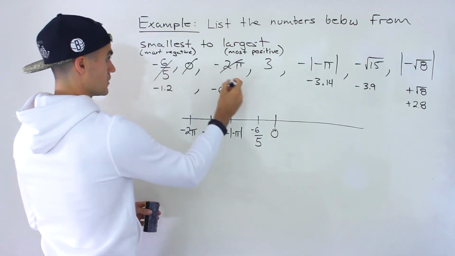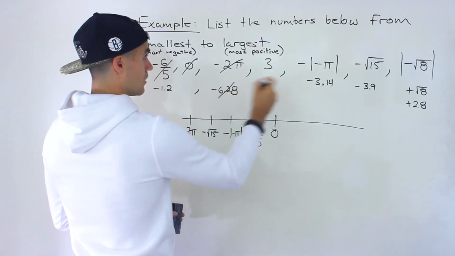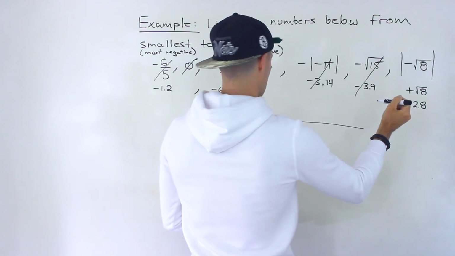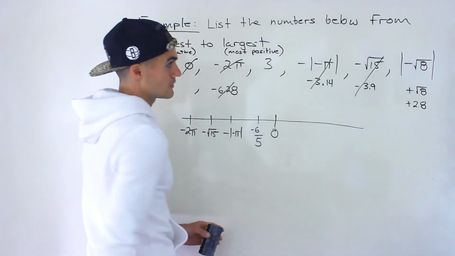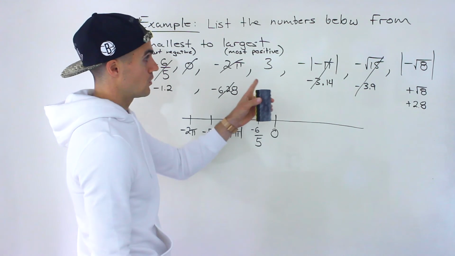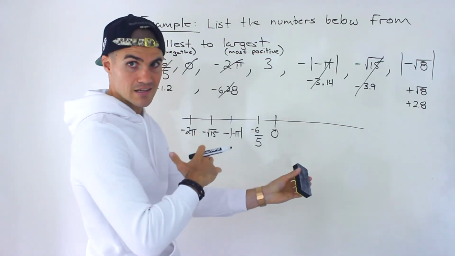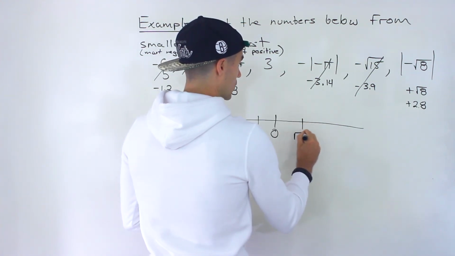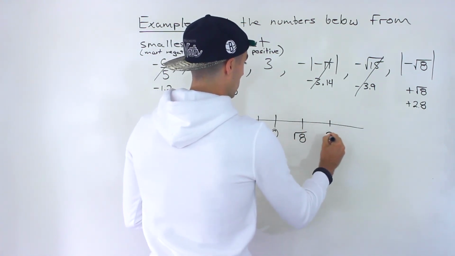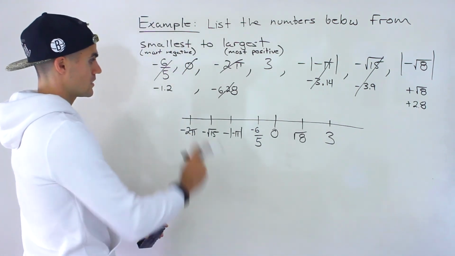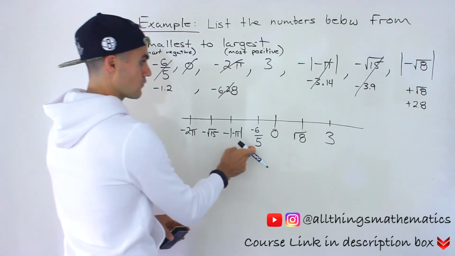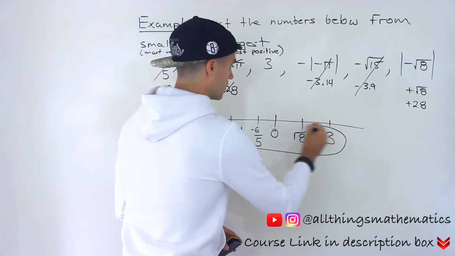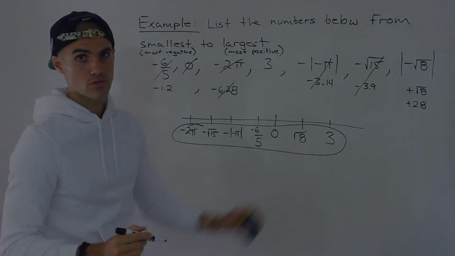So let's cross out what we have got already. So we got this, and then all that's remaining is the 3 and the 2.8, right? And we know that root 8 is going to be less than root 9, which is 3. And so we'll have root 8 over here, and then we'll have 3. Right, so we started off with 7 numbers, 1, 2, 3, 4, 5, 6, 7. Right, so that is the order, ranking them from smallest to largest.